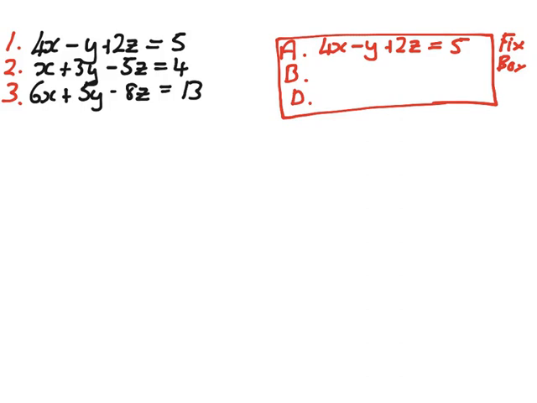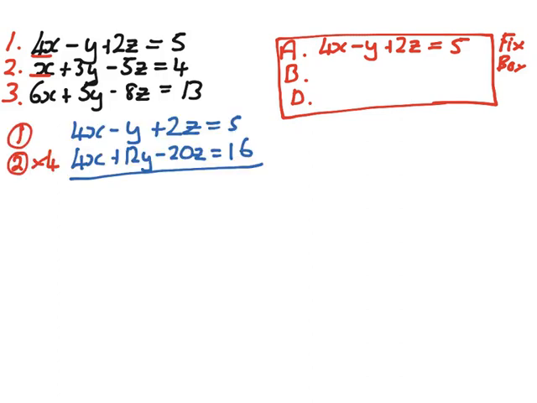For this example, we're going to repeat. We've got three equations. Put it in a fixed box. Write equation 1 as A. Then eliminate x from equations 1 and 2. In this case, we are going to have to multiply equation 2 by 4. Subtract away, and that should give you negative 13y plus 22z equals negative 11. This is equation B. Put it in your fixed box.